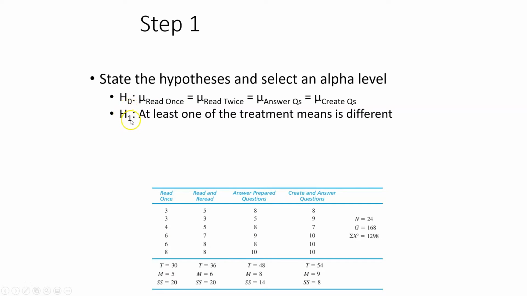In the alternative hypothesis, we say, in words, at least one of the treatment means is different. In this situation, let's use an alpha of 0.01. For no particular reason, we're just doing that.